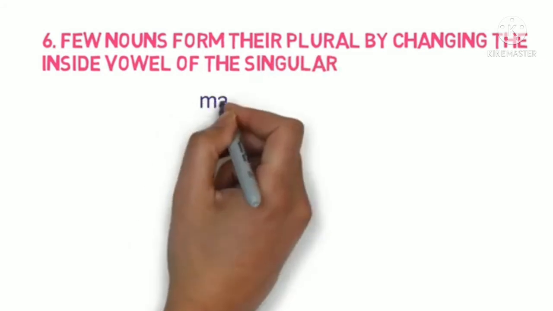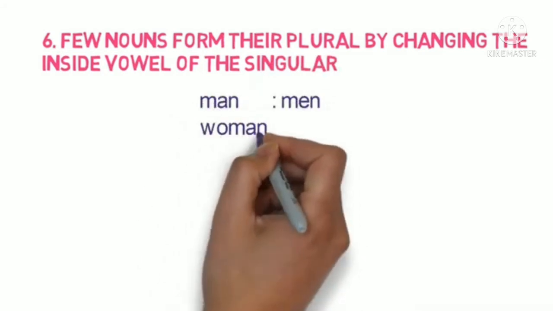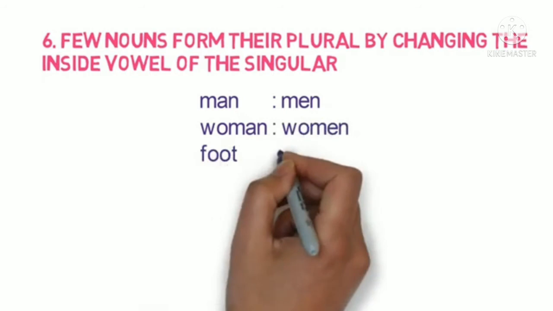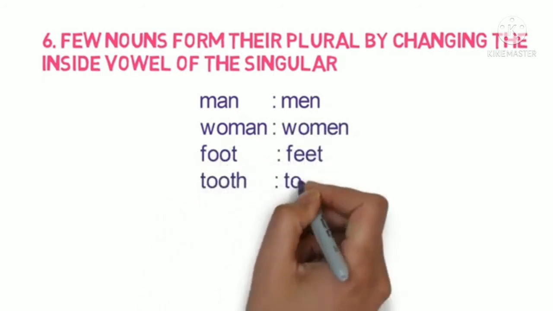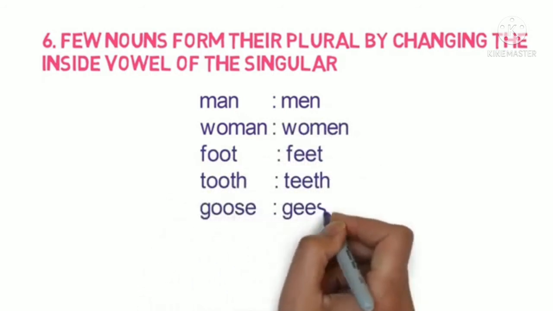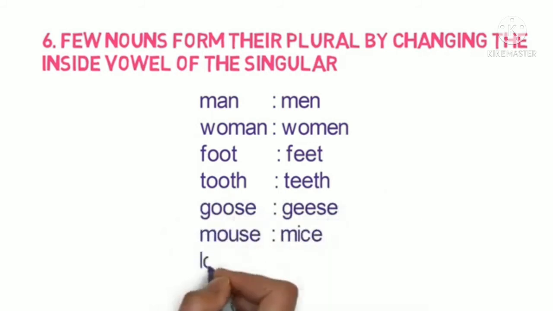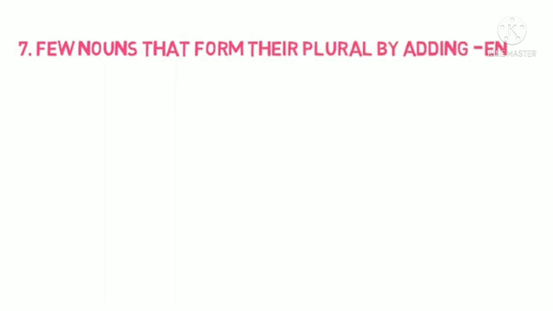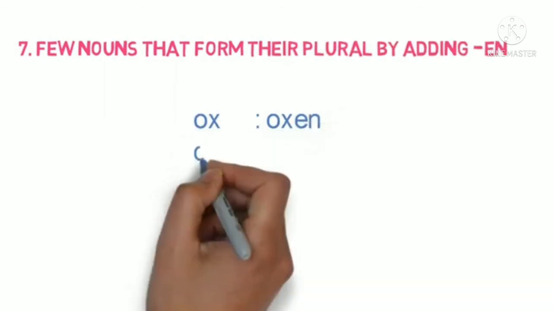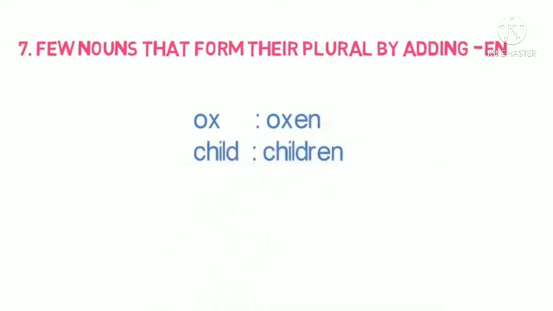Number 6. Few nouns form their plural by changing the inside vowel of the singular. For example, man, men, woman, women, foot, feet, tooth, teeth, goose, geese, mouse, mice, louse, lice. And number 7, there are few nouns that form their plural by adding en to the singular. For example, ox, oxen, child, children.